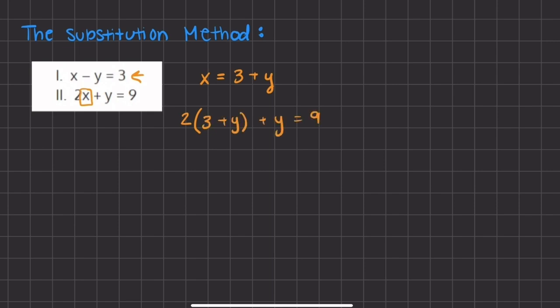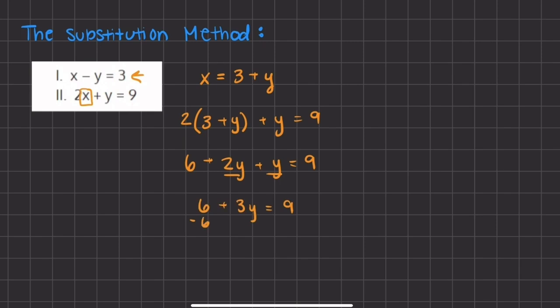So we have 2 times our x, which is 3 plus y, equals 9. Now we have a linear equation with only one variable, and that means we can solve for the value of y by isolating it. First we distribute the 2 into the parentheses. So we have 2 times 3, which is 6, plus 2 times y, which is 2y, plus y equals 9. Now we combine our like terms, 2y and y. So we have 6 plus 3y equals 9.